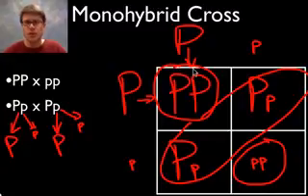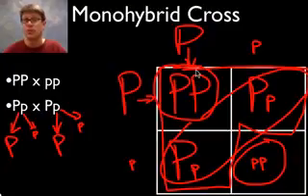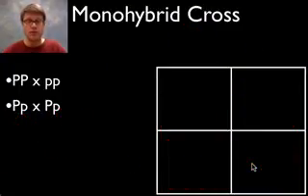What about phenotypic? Well, this one's going to be a purple flower, and so are these other two. And so if we're looking at the phenotypic ratio now, it is going to be a 3 to 1 ratio. We're going to have 3 purple to every 1 white that we have.